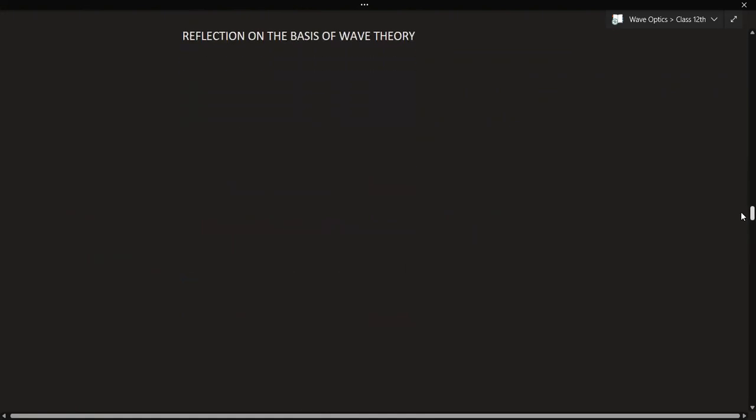Now, two points were left: refraction and reflection based upon Huygens theory. This comes in your theory questions. Simple theory questions are asked to you. Reflection based upon Huygens principle, you have to prove it. Just theoretical questions come from here. You don't have to do any numerical from this.